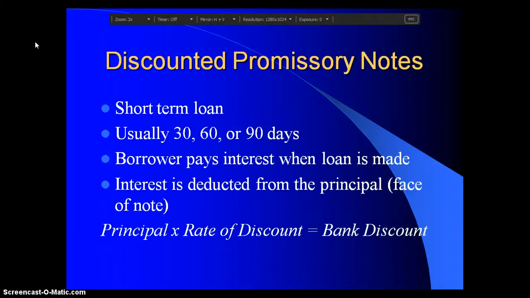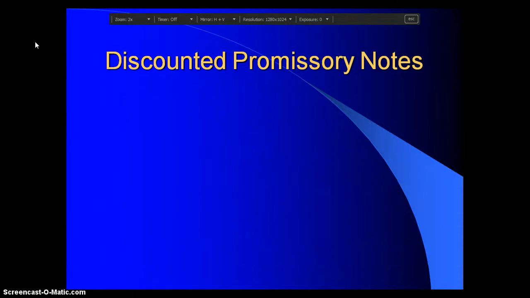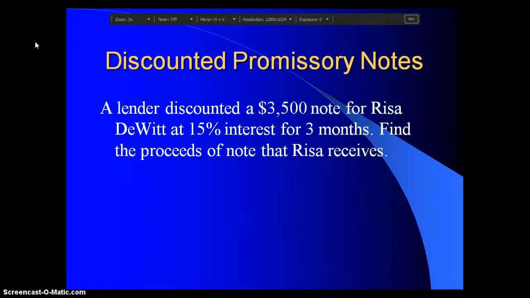So to figure out your discount, you can think of it just like your interest formula. However, we're going to take just our principal times our rate. And then whatever our principal was minus your discount, that gives you your proceeds. So easy stuff here. So if we have a $3,500 note, at 15% interest for 3 months, this is going to be super easy to figure.